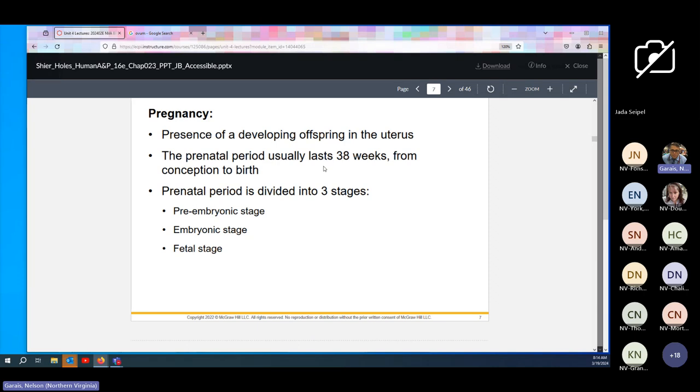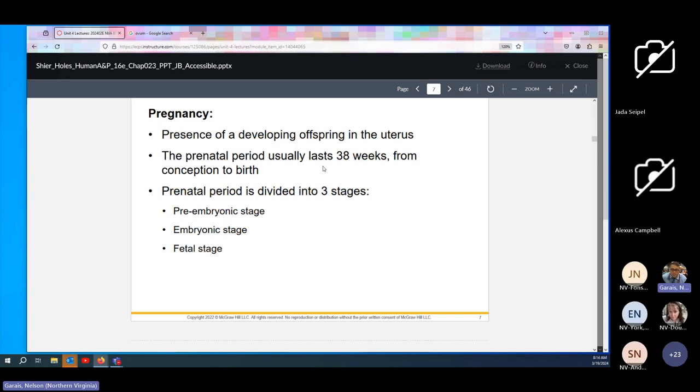Premature babies. And remember, when you think about prematurity, the fetus isn't fully developed yet.